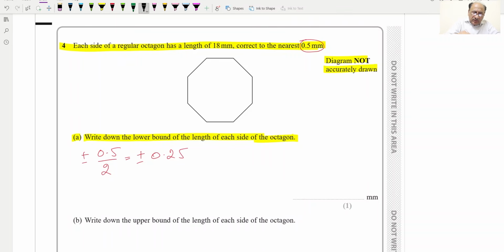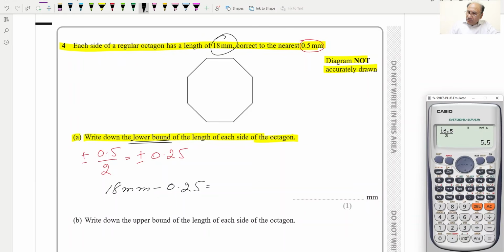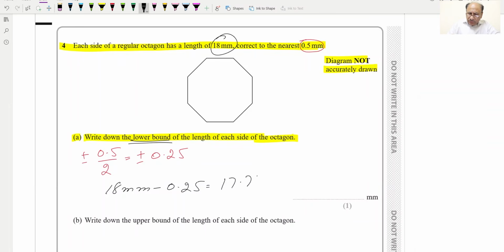And if we add, basically the length is 18. They are asking for the lower bound, so we'll subtract. So 18 millimeters minus 0.25 will be equal to 17.75, and this is basically millimeters. So the unit is millimeters, and we can write it here. 17.75 millimeters. This is a 1 mark question which we have done.